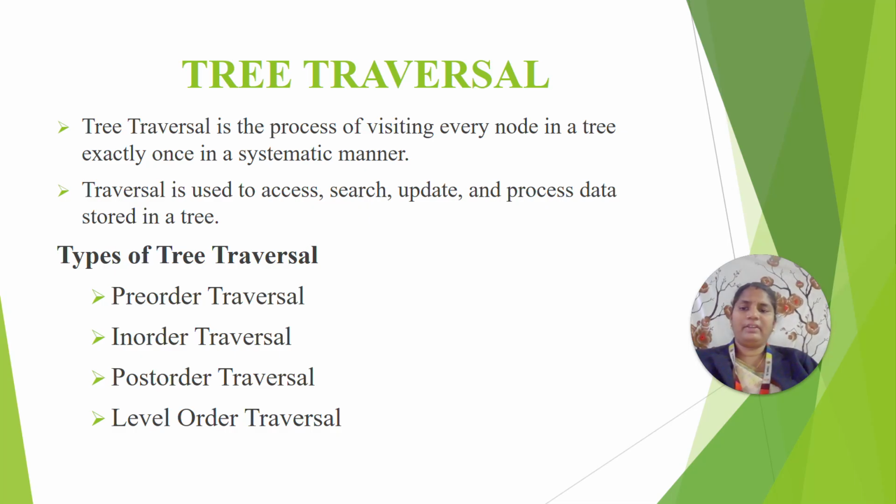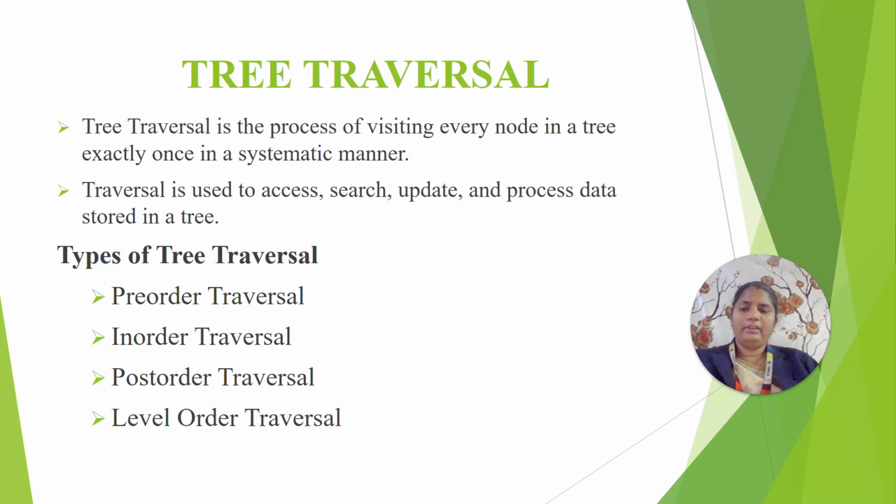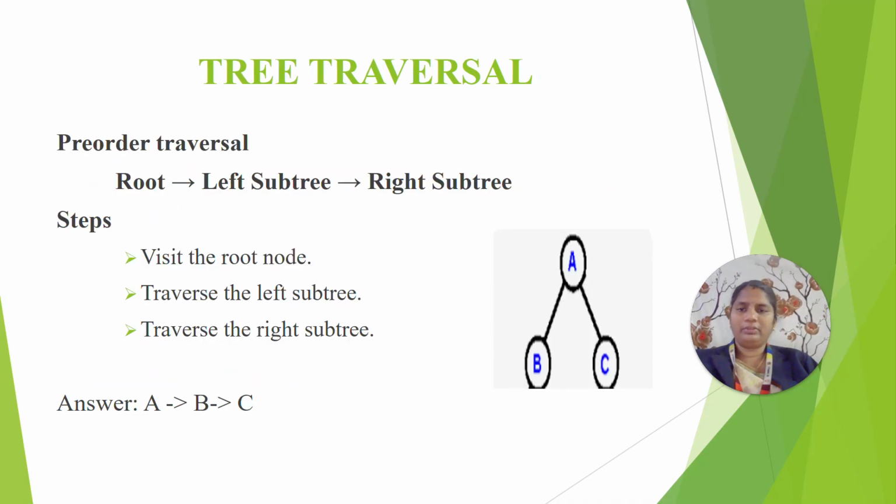Next we have seen tree traversal. The types are preorder, inorder, postorder and level order. In preorder it is root, left and right. In inorder it is left, root and right. In postorder it is left, right and root. Level order means it should traverse through every level. So we have finished all of this up to here.